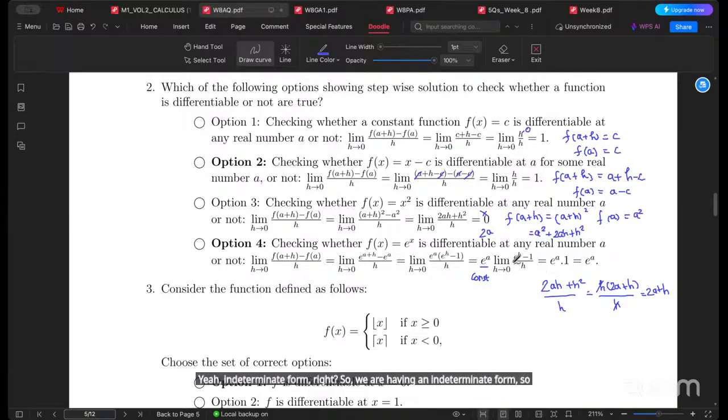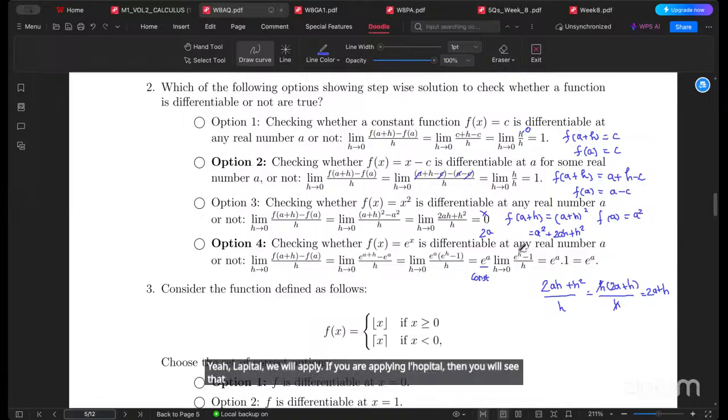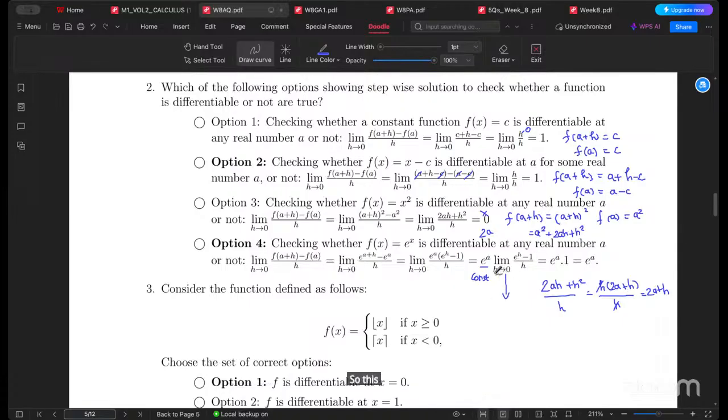If we are having an indeterminate form, then what is the rule we need to apply? L'Hopital. If you apply L'Hopital, then you differentiate the numerator, so this part is equal to e power h minus 1. The derivative of minus 1 will be 0, and the denominator h is simply 1.